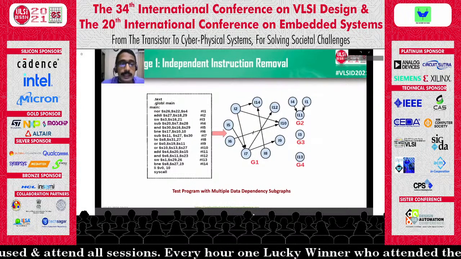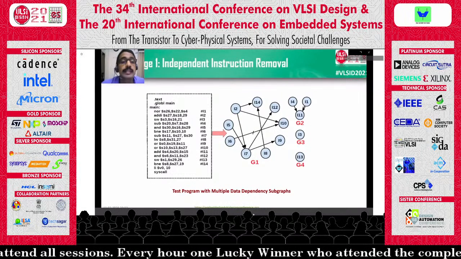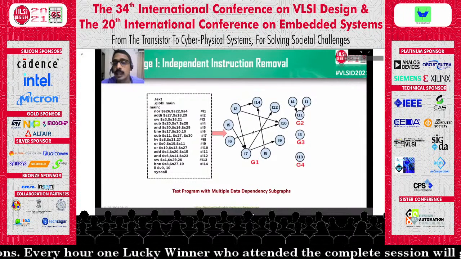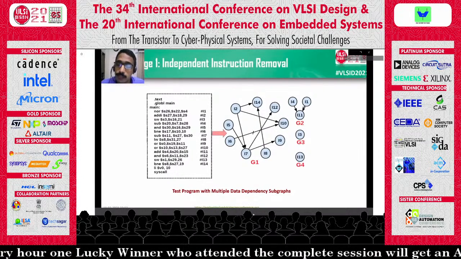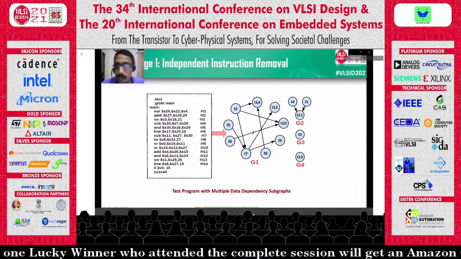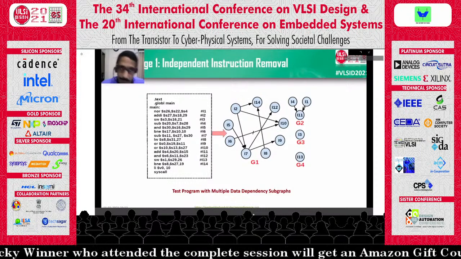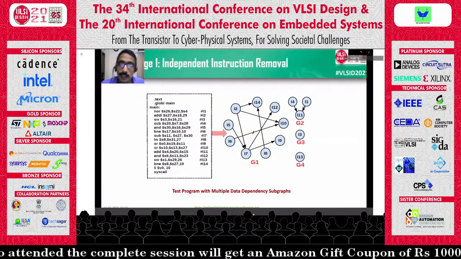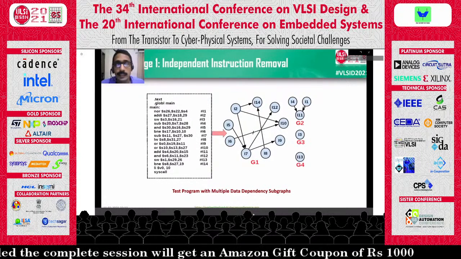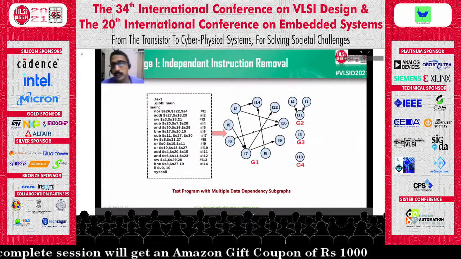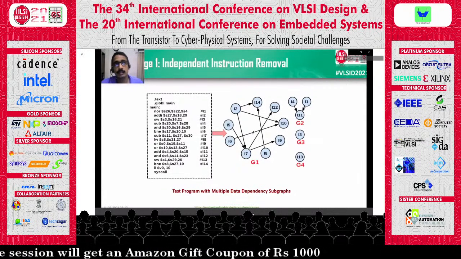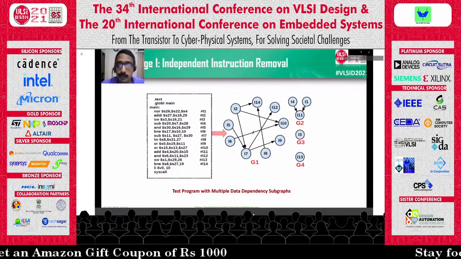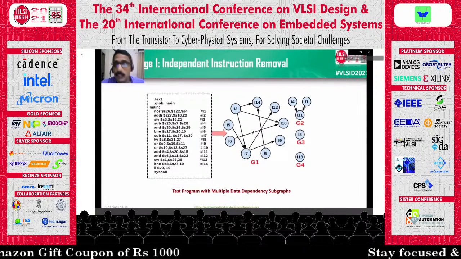But in this example, the test program is converted into multiple data-dependent subgraphs. Suppose G2 covers a number of faults which are already covered by the instructions in G1. In that case, we can remove G2. That is, if any subgraph detects faults that are already covered by any other subgraph, we can remove the redundant subgraph.